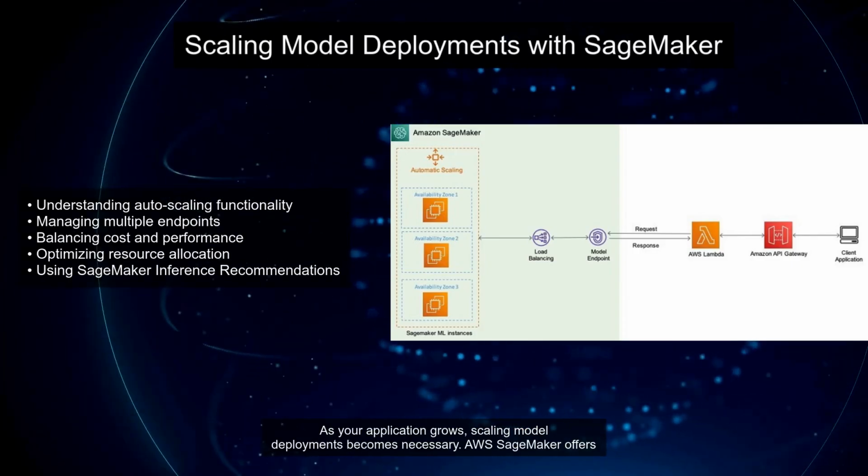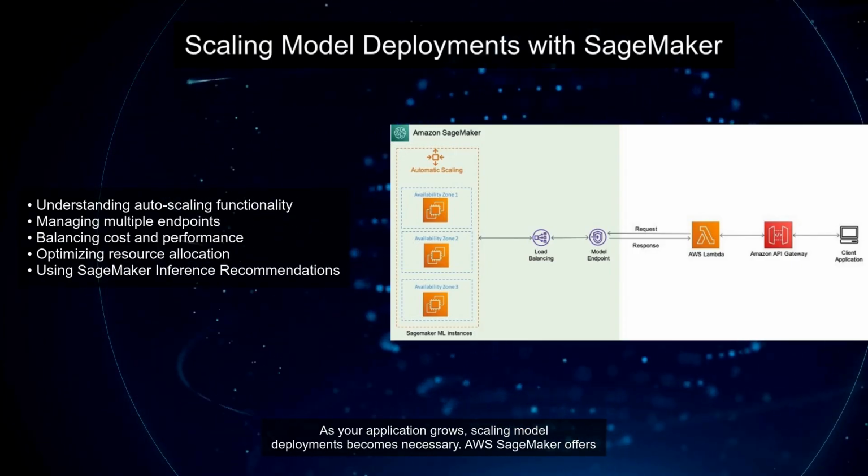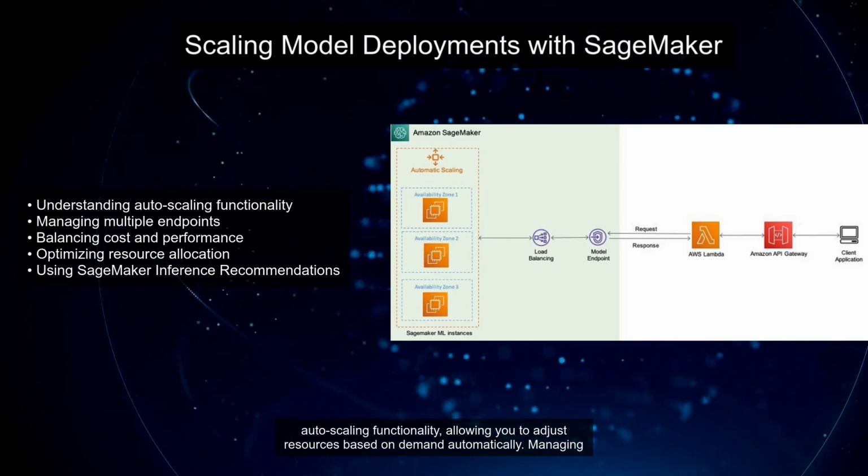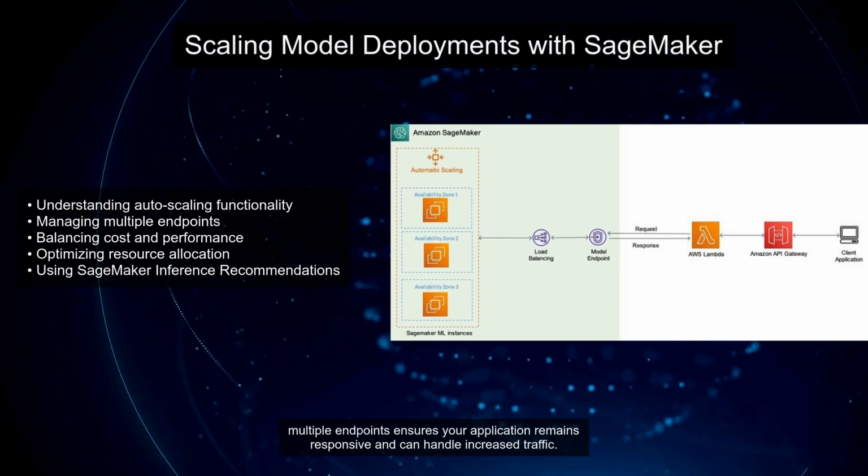As your application grows, scaling model deployments becomes necessary. AWS SageMaker offers auto-scaling functionality, allowing you to adjust resources based on demand automatically.